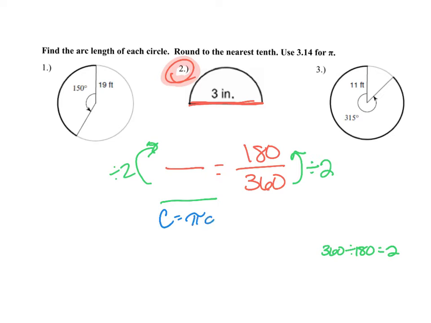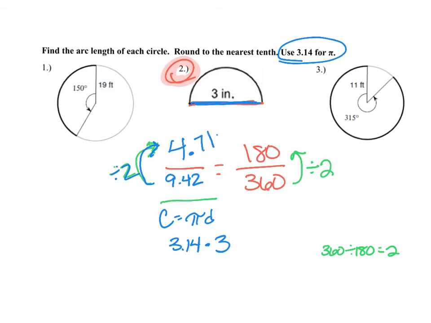So let's find circumference. Circumference is pi times the diameter. They tell you to use 3.14 for pi. My diameter goes all the way across. That's 3 inches. So I'm going to do 3.14 times 3, and that gives me 9.42. But I'm not done, because now I have to carry it up here. So I'm going to divide by 2, and I get 4.71.